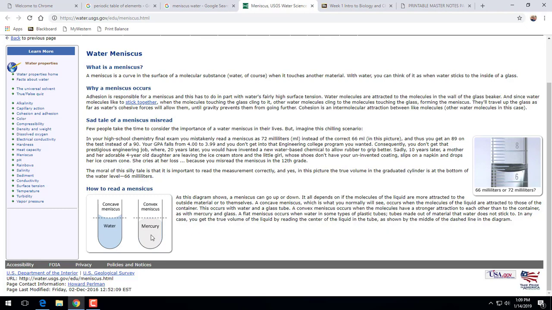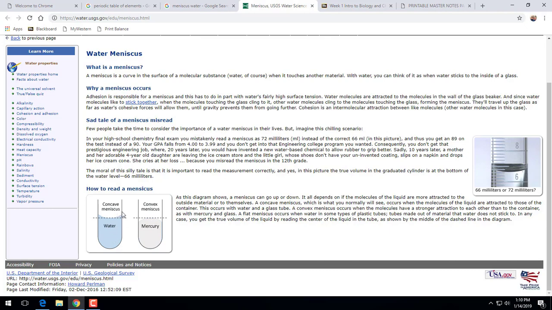Mercury, based on its chemical properties, does the opposite. That's why it's good for thermometers, right? Because in thermometers, you read the top of the line. So mercury is a good liquid to use for thermometers, at least it used to be. Now we use alcohol in the thermometers. Again, it doesn't form a curved meniscus that would throw people off in reading it.